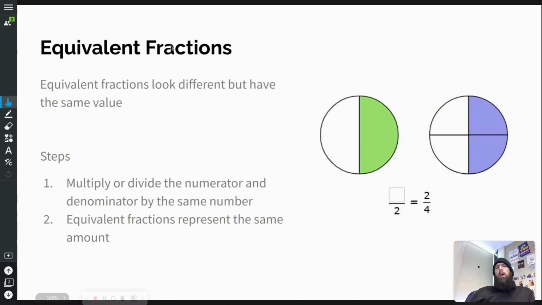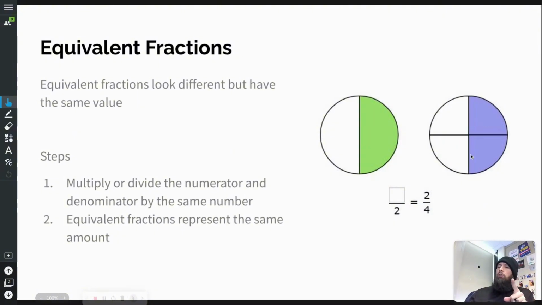Equivalent fractions look different, but have the same value. So imagine you're given a whole pizza, not just a piece, and you cut it right down the middle. You have two really big slices, and one's going to look like that. Well, if I were to cut it and then cut it again and take away two slices, it's the same exact size of a pizza. So you would look at this and say, I understand.